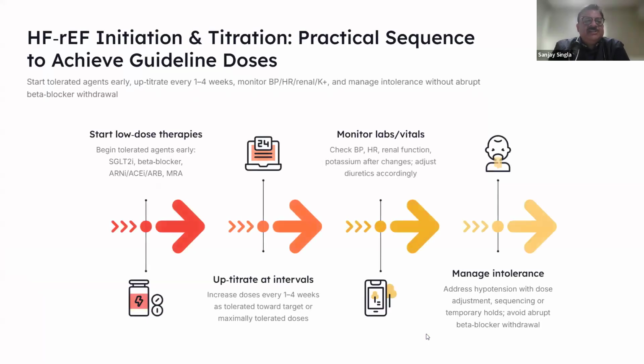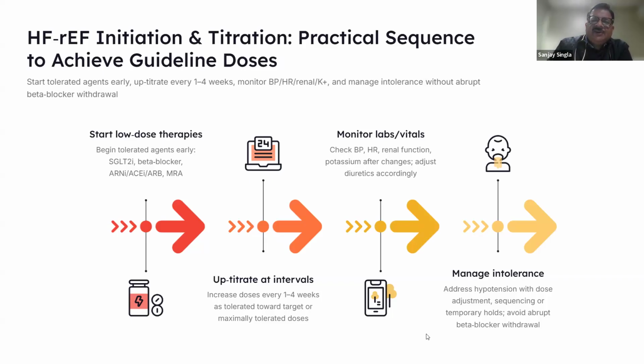So coming to initiation and titration, we should start low-dose therapies, but they should be started as early as possible. We should monitor labs, like I told you. We should check the BP and heart rate again and again. I'm saying that heart rate should be kept between 60 and 70. Potassium has to be seen to monitor the dosage of eplerenone and ARNI.